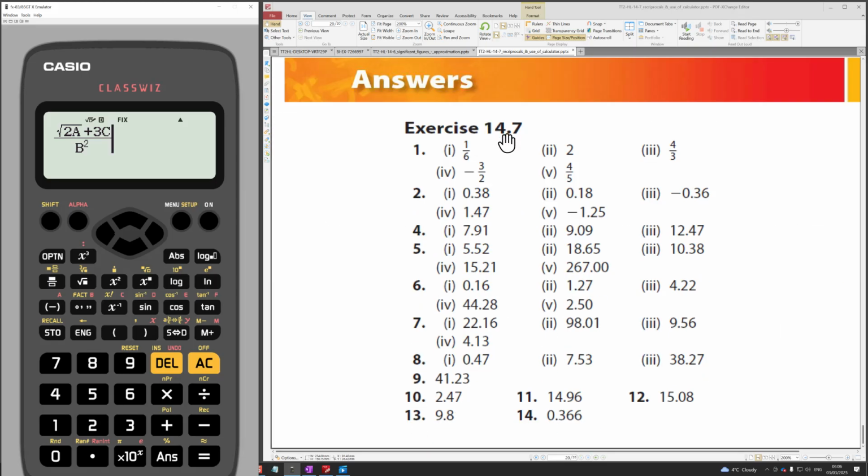That's section 14.7 done. I think we'll move on to trigonometry as quick as we can. Okay, as always, I'll see you in the next one.